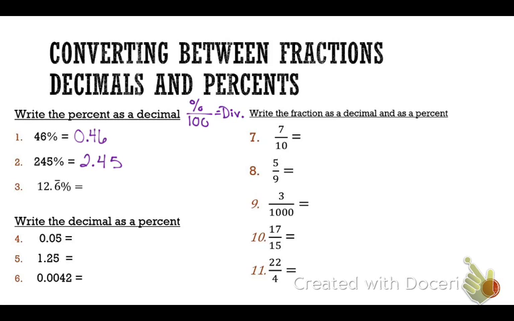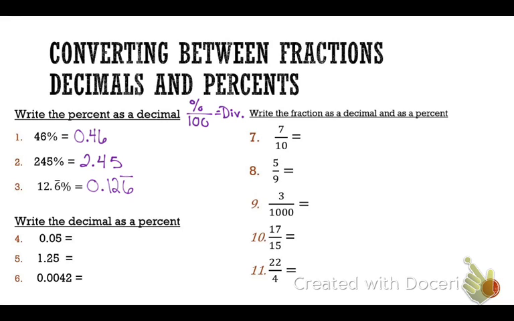Now 12.6 repeating, I still start where the decimal is, so I would say 0.126, but what is the only digit that repeats? The 6. So make sure the repeating bar only goes over the 6. So that's changing a percent to a decimal. You have 3 problems like this on your homework tonight.